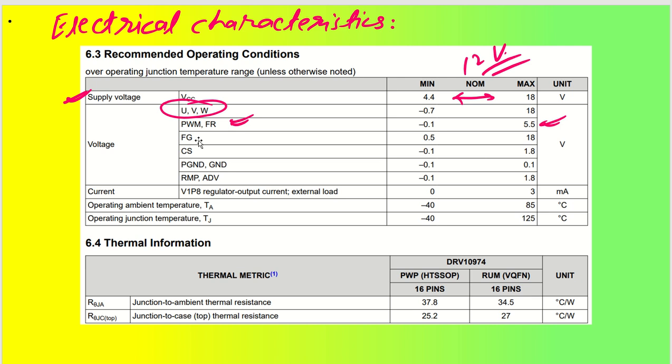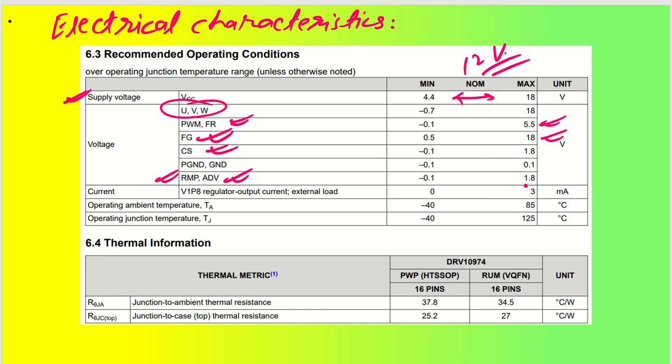Then we have the FG pin, that is the speed feedback pin. This pin will take up to 18 volt input, so directly it can be pulled up through the voltage supply as well. There is no problem with that. We have the current setting or current limit pin, which goes up to 1.8 volts maximum. So you must not give more than 1.8 volts at this particular pin. And we have the PGND ground pin, and then the ramp and advance ADV pin, that is your lead angle pin. Ramp is your acceleration profile pin. This can also take up to 1.8 volts max.